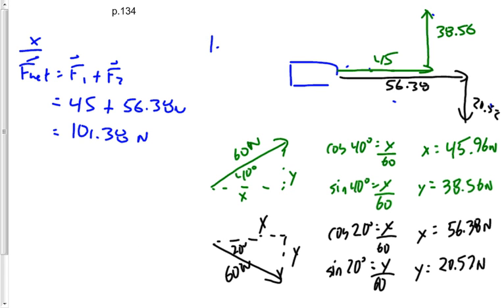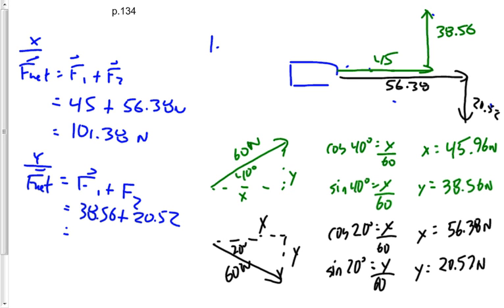Let's do the Y component now. F net is equal to, once again, F1 plus F2. F1 is 38.56. F2 is 20.52. Is that right? Should be a negative. Good. I don't count those mistakes because I made that one on purpose. That should be a negative because it's acting down, right? 38.56 subtract 20.52. That's going to give me 18.04.